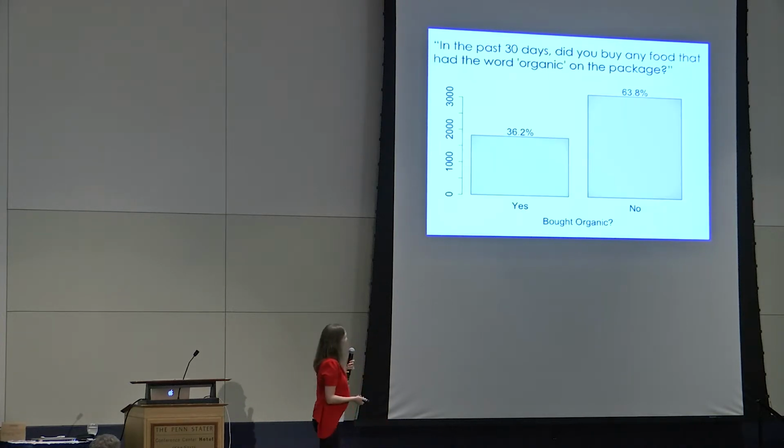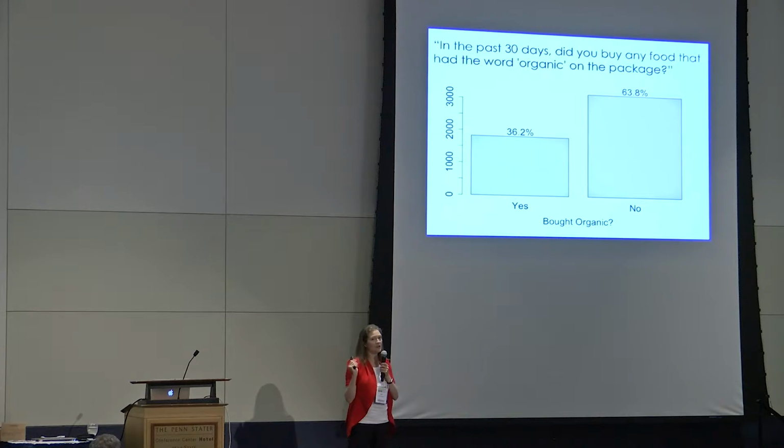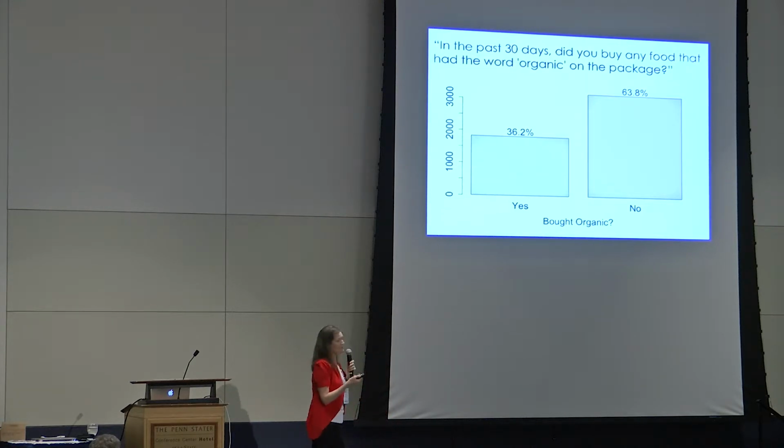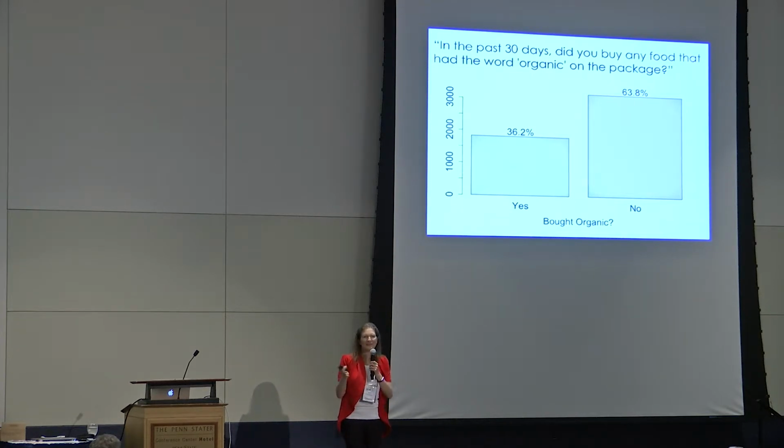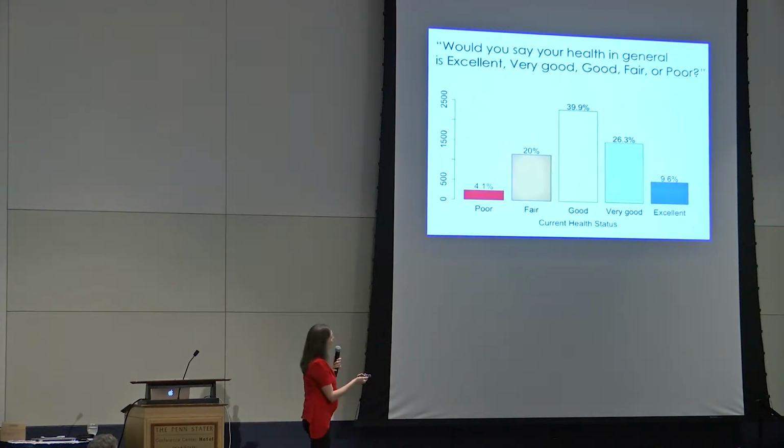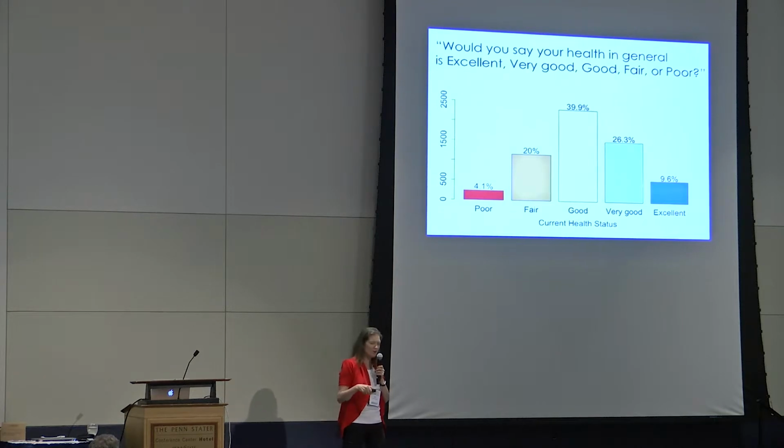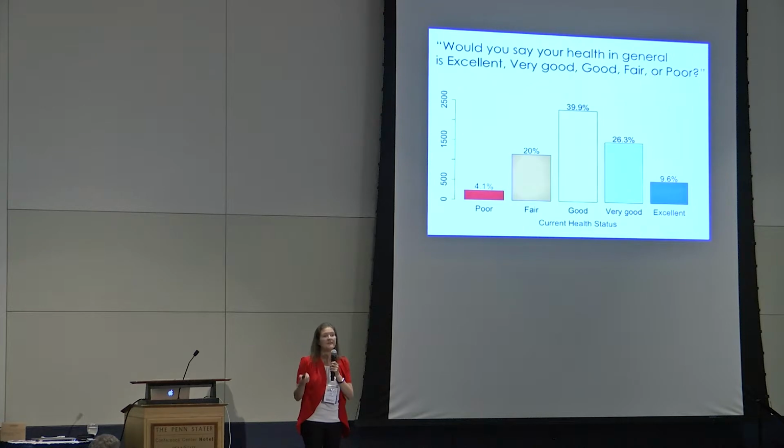All right, so our treatment or explanatory variable: in the past 30 days, did you buy any food that had the word organic on the package? Yes, this is a very liberal definition of eating organic, but even so, only 36% of people said yes. And this number may be different now. Again, this is a decade old at this point. So that's organic. Our response or outcome variable is self-reported, with all the biases that has. Yes, I admit it, but again, it's what we have.